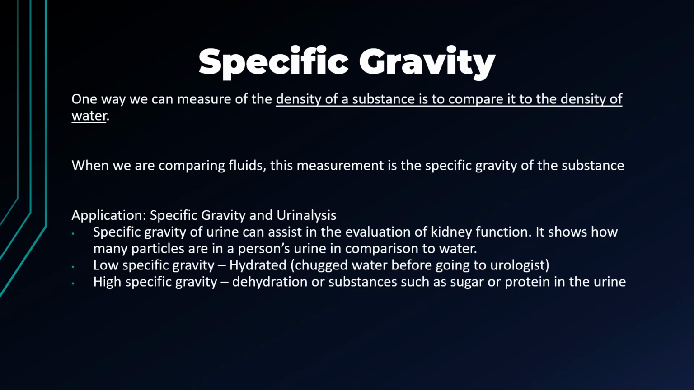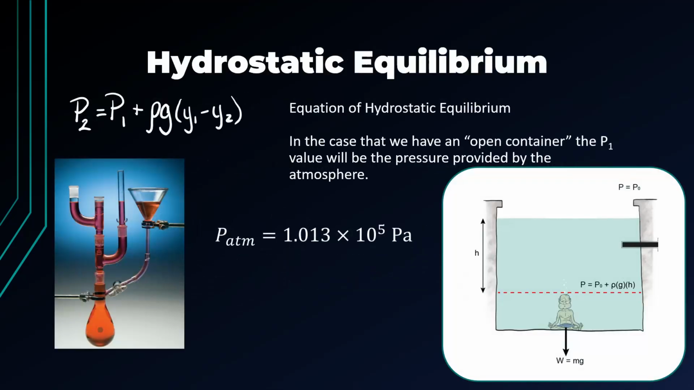So if you have low specific gravity, you're really hydrated. And if you have a high specific gravity, you could be dehydrated, or there could be other things going on, like sugar or protein in the urine, and that's why they want you to pee in a cup, so that they can look at this and try to catch things ahead of time. But we can determine the density of a substance by looking at the specific gravity.